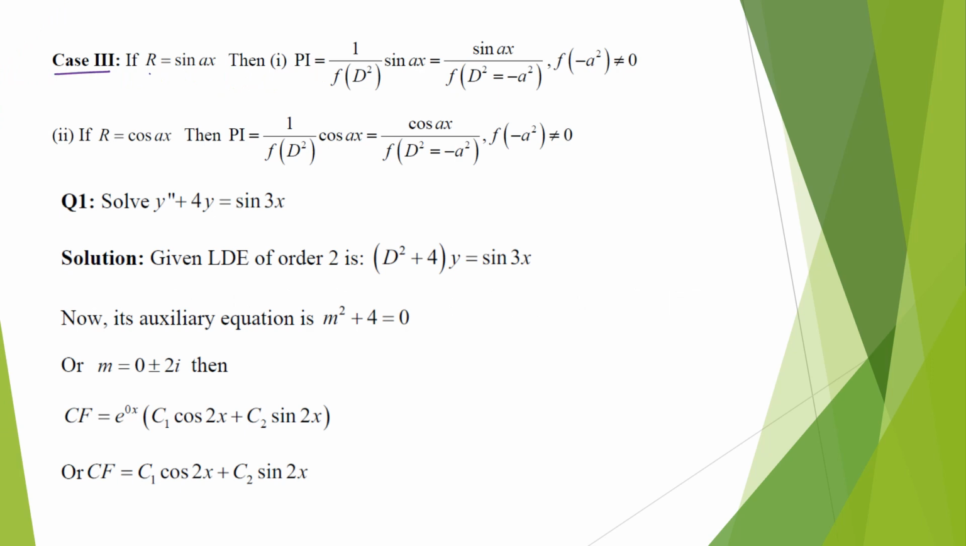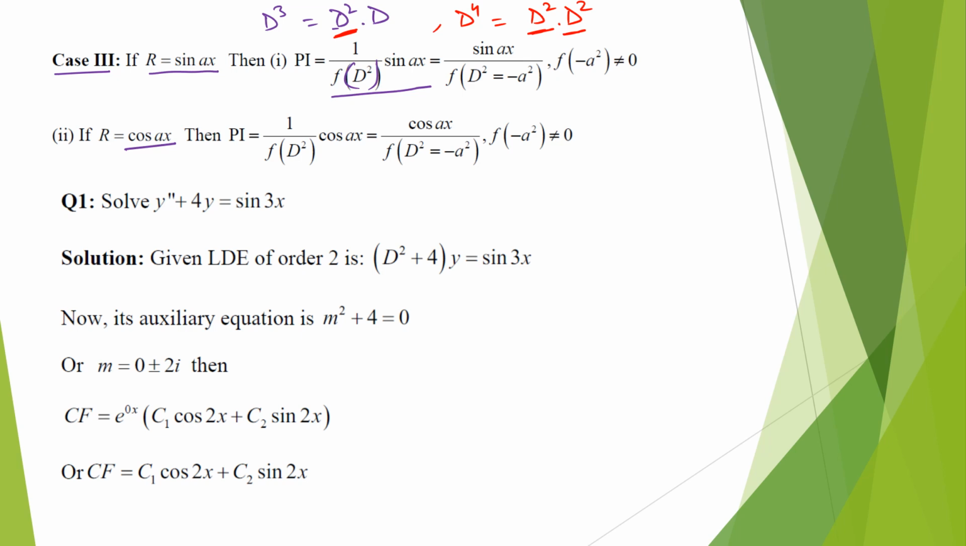Case third, if the right side portion is sin ax or cos ax, then the PI will be 1 over f of d square, sin ax. D square means we are only considering the function of d square, like d cube is equal to d square into d. So we are only talking regarding this d square, or if d to the power 4, then we can say that d square dot d square. We are talking about this d square.